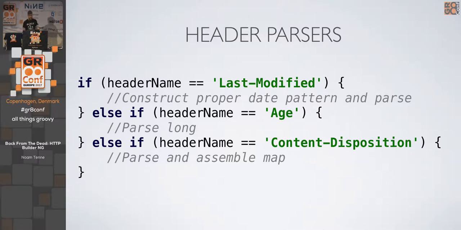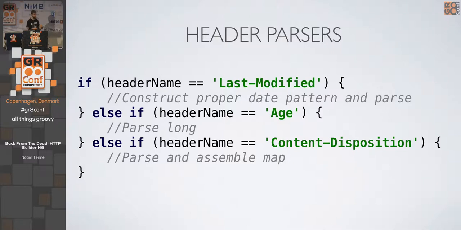We'll see. So you can see that you have different types of headers here. Each one has a specific way that needs to be handled because of the different data types and different sort of meaning which they have. So last modified would be a date or a timestamp, so is age. But content disposition is something completely different. It's like a multi-valued map. So everything needs a specific code to handle it in the end.